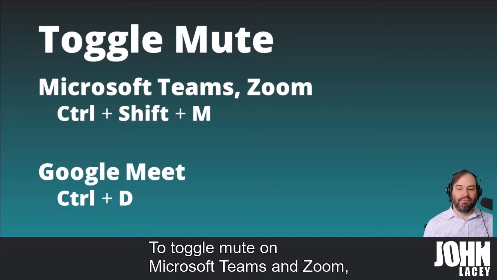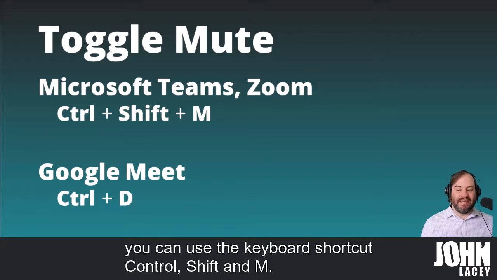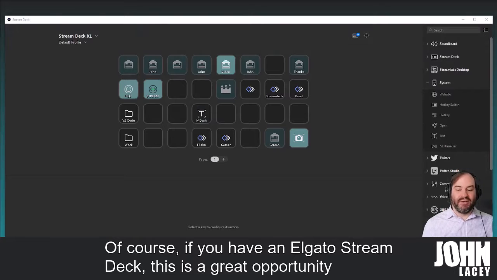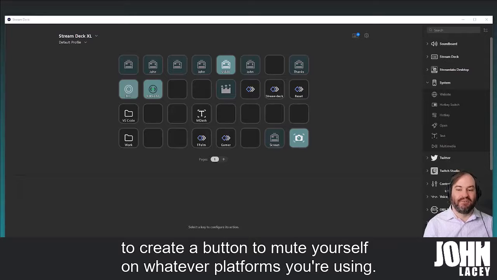To toggle mute on Microsoft Teams and Zoom, you can use the keyboard shortcut Control-Shift and M. To do the same on Google Meet, you can go Control-D. Of course, if you have an Elgato Stream Deck, this is a great opportunity to create a button to mute yourself on whatever platforms you're using.